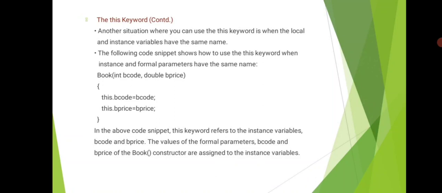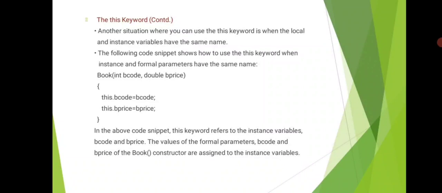When both names are the same, this is more useful, because without using this... Here I will show one code. The following code snippet shows how to use the this keyword when the instance and formal parameters have the same name.